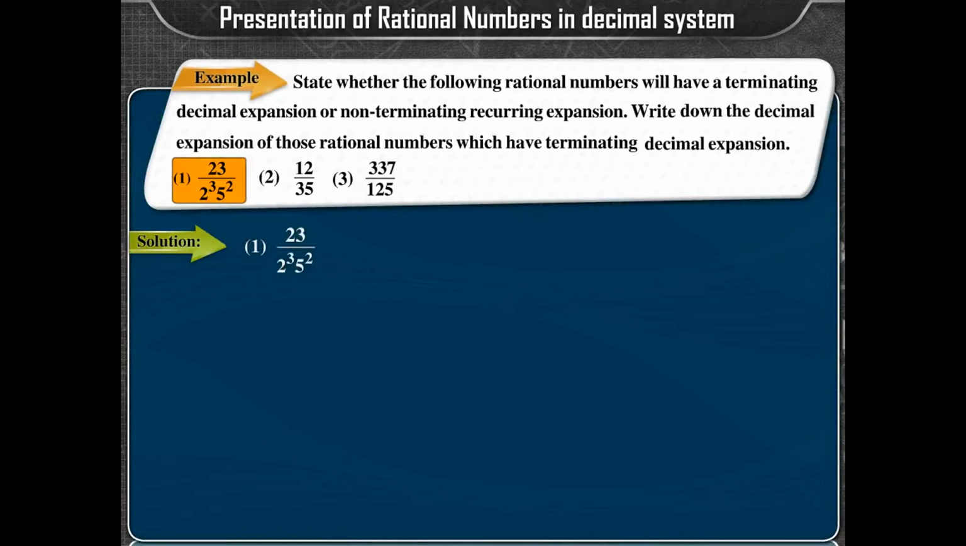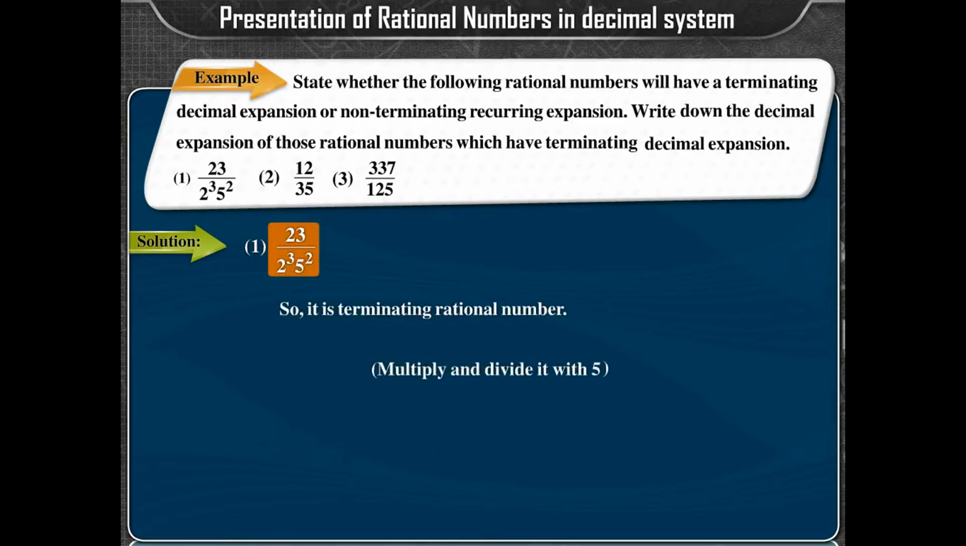In the first example, the denominator is in the form of 2^M into 5^N. So, it is a terminating rational number. Multiply and divide it by 5. We get 23 upon 2^3, 5^2 into 5 upon 5, which is equal to 115 upon 2^3, 5^3, which is equal to 115 upon 10 cube, which is equal to 0.115.